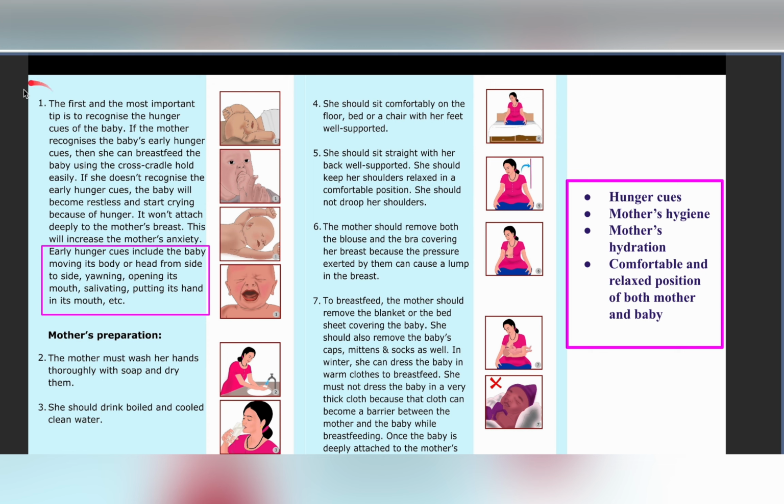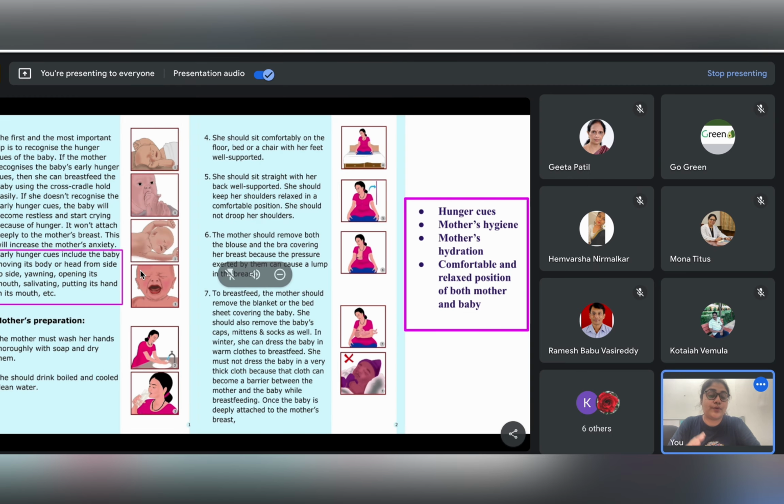As you can see, the first point mentions the hunger cues. We have discussed the various early hunger cues and the late cues, and why we should never reach the stage where we find the child crying, right? So identification of these hunger cues is very important. As we have already discussed problems related to hunger cues, before your examination, please go through all those problems related to early hunger cues, late hunger cues, and all of these, right?